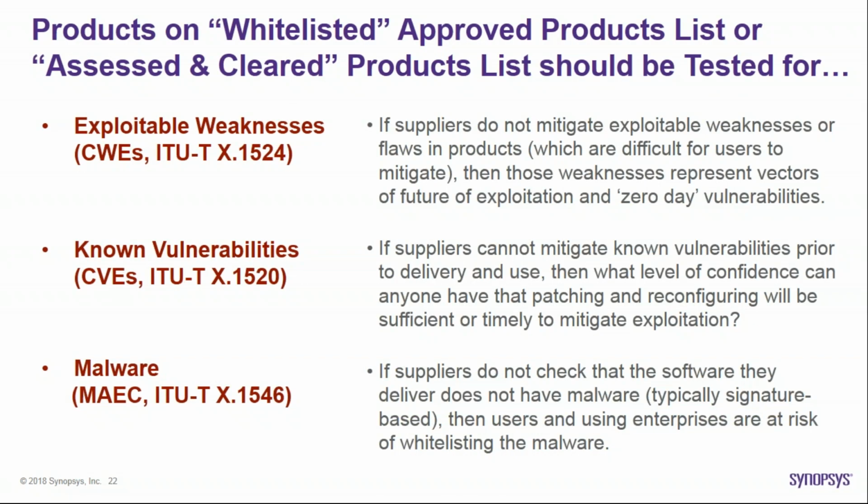And what I found in virtually every organization I've ever talked with is they have their form of products that have been whitelisted, or their approved products list, or their assessed and cleared products list. But every time I ask the question, have those products on your approved list been tested for exploitable weaknesses, CWEs? Have they been tested for known vulnerabilities? Have they even been tested for malware? I will tell you, I get blank looks. People don't know how they got on the approved products list.